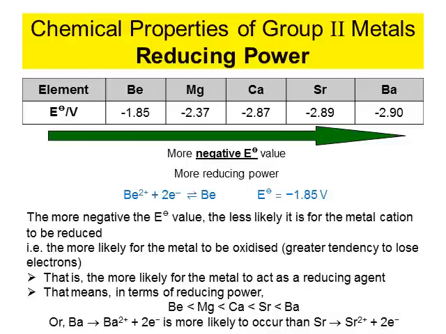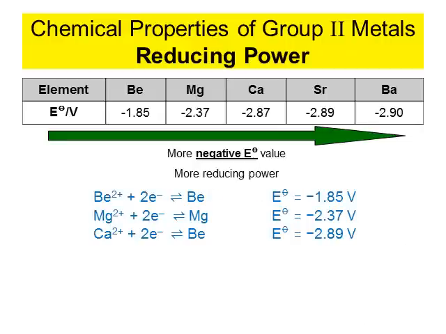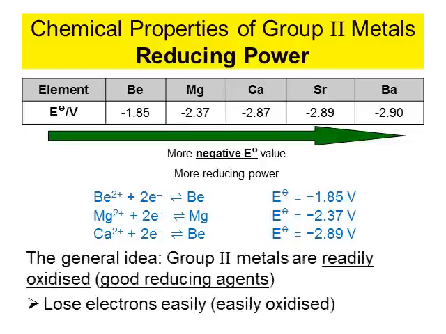So, one way we can look at it in terms of equation would be that barium becoming barium 2+ is more likely than strontium becoming strontium 2+. So, another way of looking at it is you can look at the equations, of course. And the general idea for everything before we even talk about comparison is just simply that group 2 metals are very readily oxidized. That is, they are very good reducing agents, because if they are acting as reducing agents, that means they themselves are oxidized and they are very ready to be oxidized.